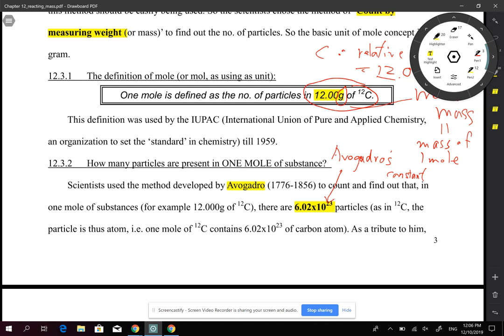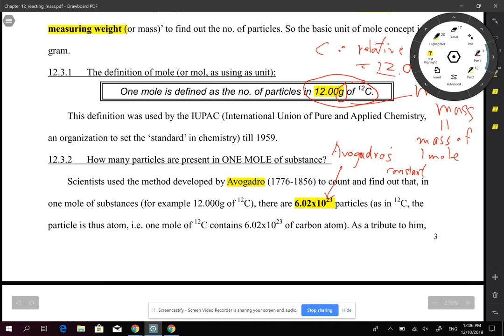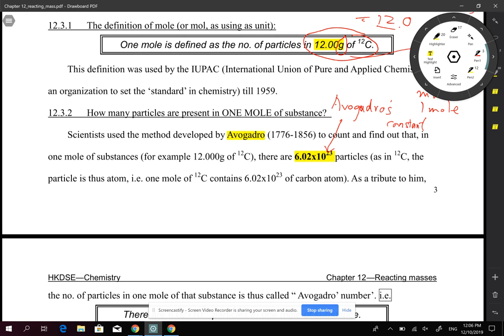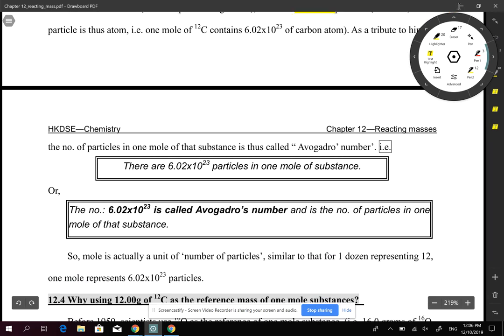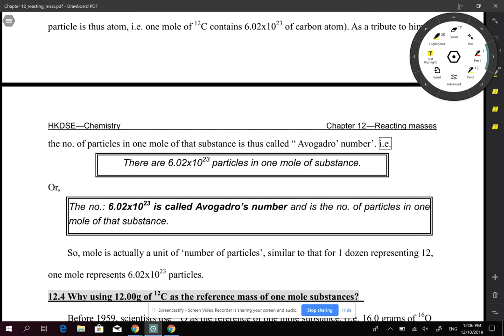So 1 mole of a substance, how many atoms are in that substance? 6.02 times 10 to the power of 23 atoms. So 2 moles, 2 times the Avogadro constant. 3 moles, 3 times the Avogadro constant. So you know the relations. Okay?